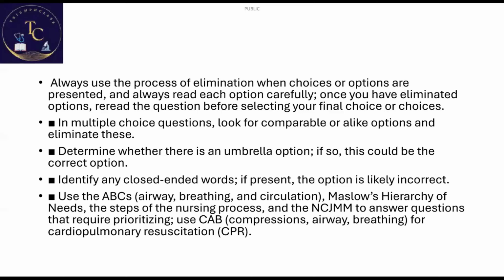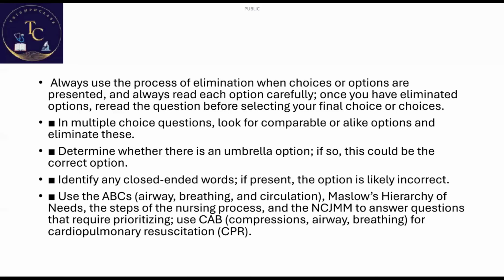And then you also identify any closed-ended question if present. At this moment you should know open-ended question and closed-ended question. For an open-ended question, it means that you are giving the patient room to also talk. But if it is a closed-ended question, it only demands a yes or a no answer. So if you are seeing a yes or a no answer, then you have to rule that out. It can never be the answer, okay?